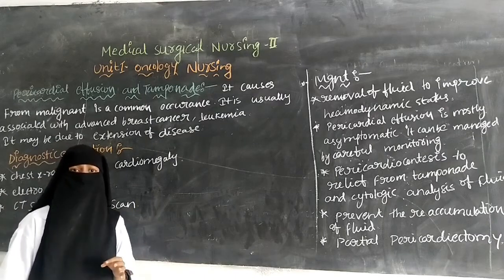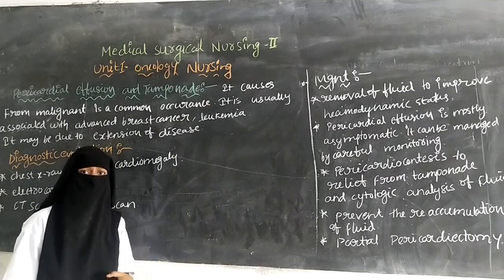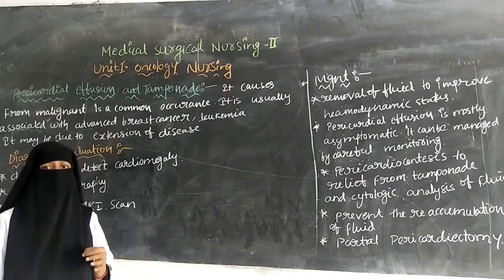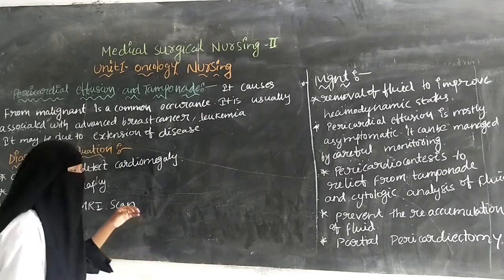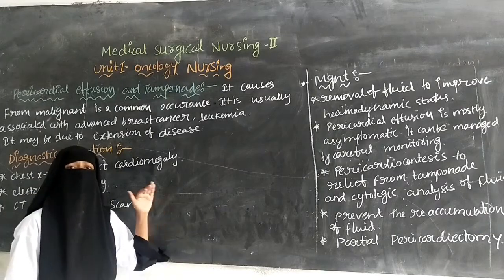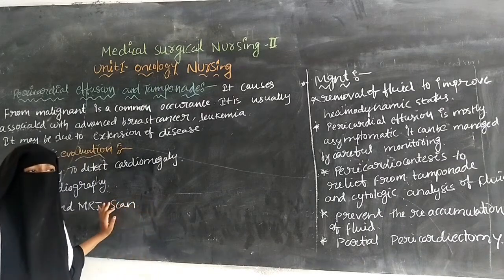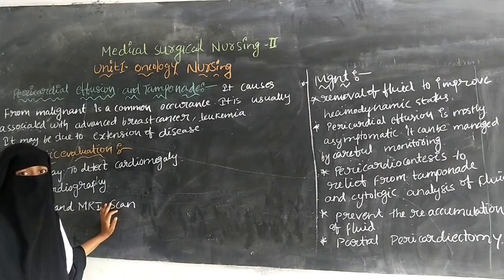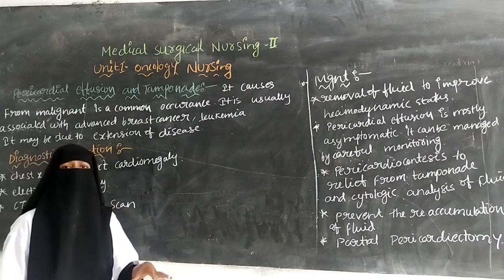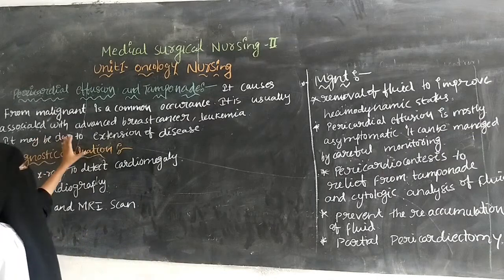Pericardial effusion means there is an abnormal accumulation of fluid in the pericardial cavity. Because of this, there is increased intrapericardial pressure, and because of this pressure, heart function can be decreased. It is a pericardial effusion.